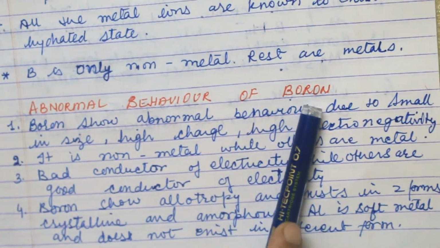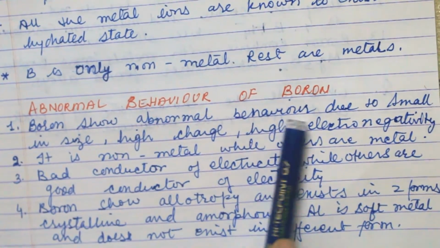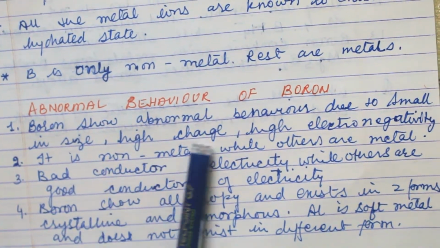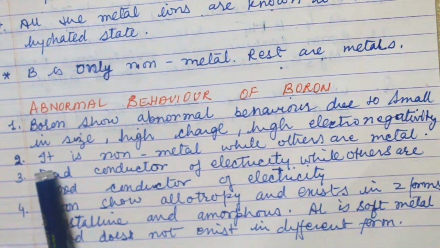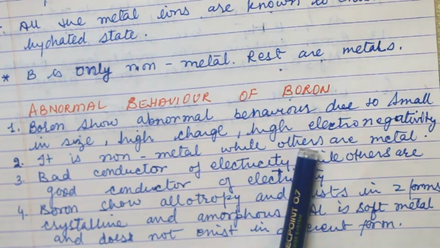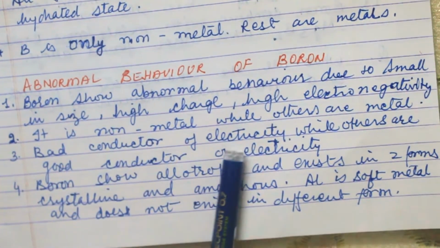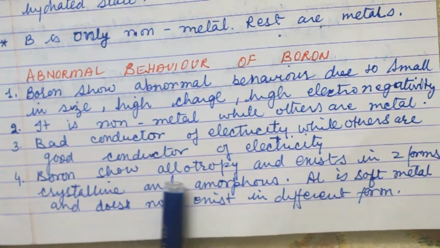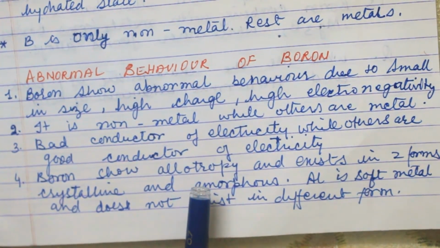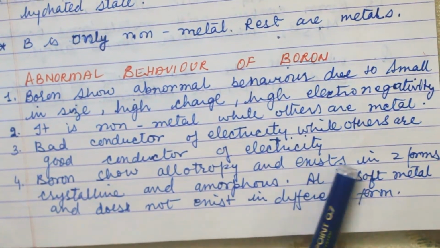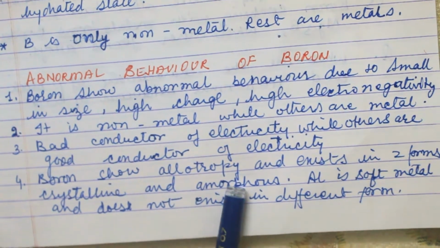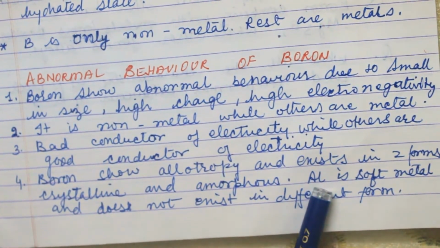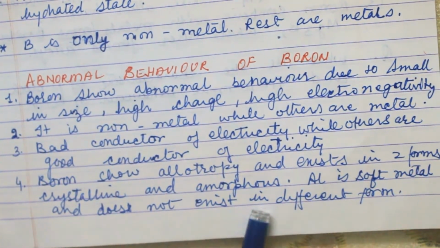Abnormal behavior of boron: boron shows abnormal behavior due to its small size, high charge and high electronegativity. It is a non-metal while others are metals. It is a bad conductor of electricity while others are good conductors. Boron shows allotropy. Allotropy means more than one form, and it exists in 2 forms, crystalline and amorphous. Aluminum is a soft metal and does not exist in different forms.